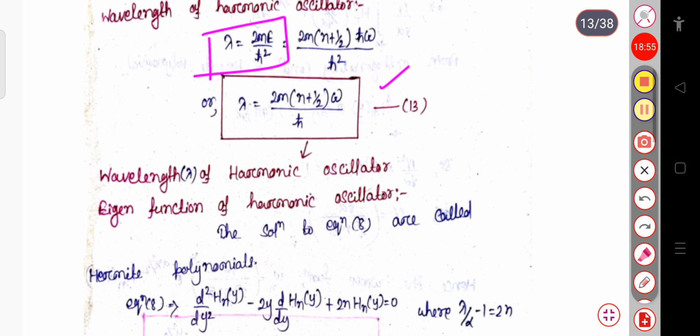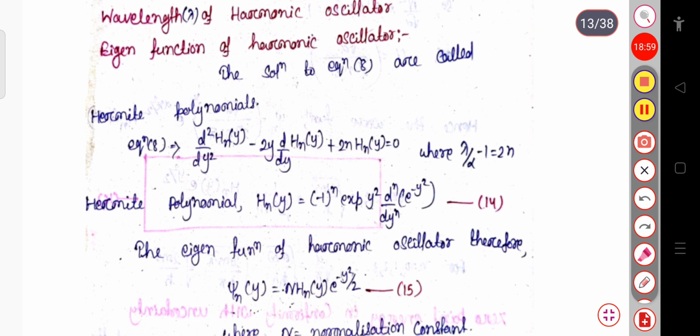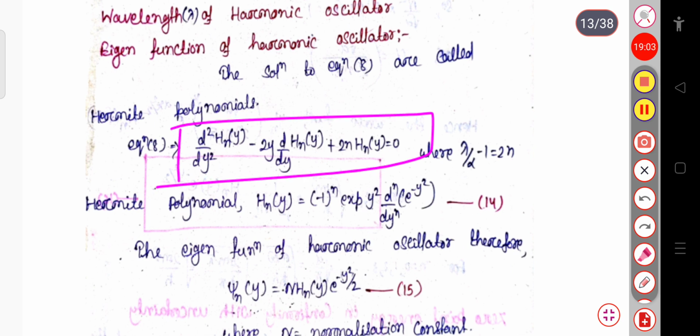Now we will calculate the eigenfunction of the harmonic oscillator. From this differential equation, you can see lambda by alpha minus 1 equals 2n, and we have substituted this value here. The Hermite polynomial equation is in the form of the Hermite differential equation.